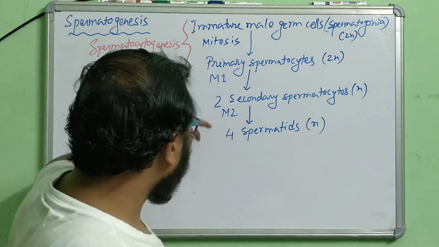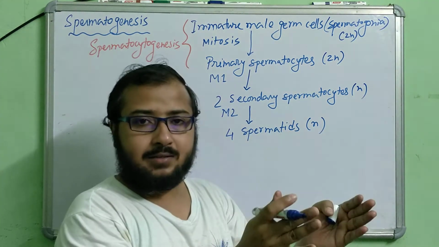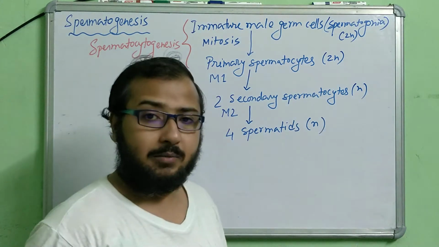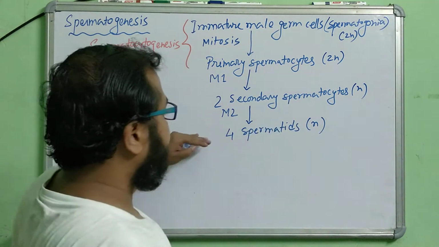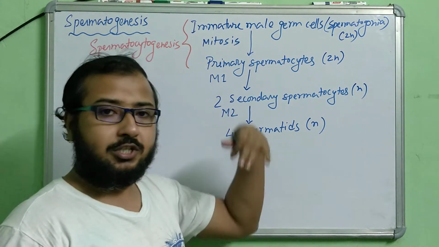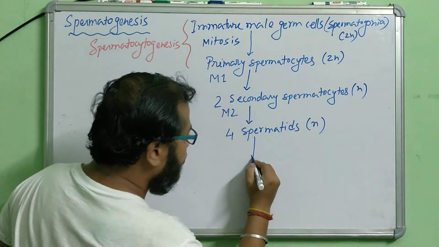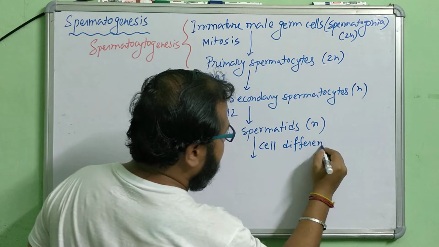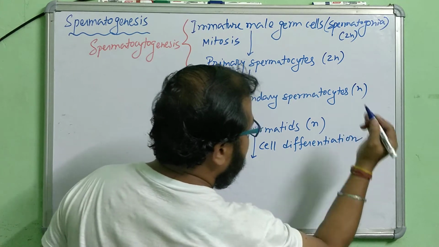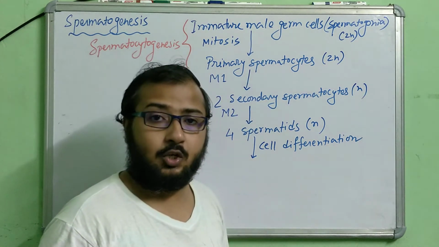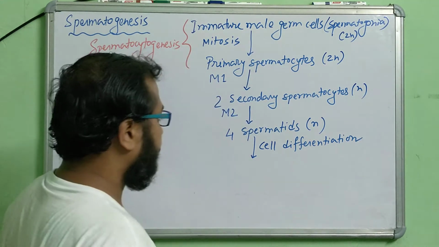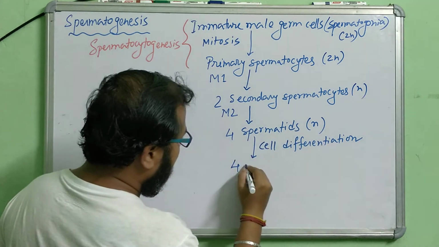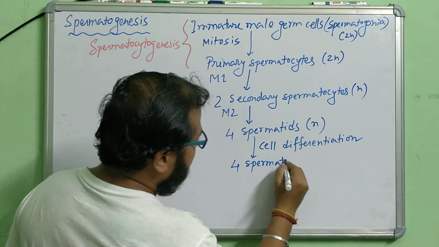If you know, meiosis 2 is the same as mitosis, so the chromosome number remains the same. It was n, and it is n in the spermatids. Now meiosis is completed and we have 4 spermatids. After this there will be no more cell division, right? So what will happen here? Cell differentiation, that is the development of the cell. No more division, just development and maturation. The 4 spermatids mature, or differentiate, into 4 spermatozoa.